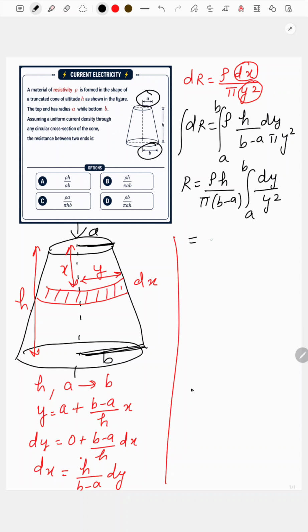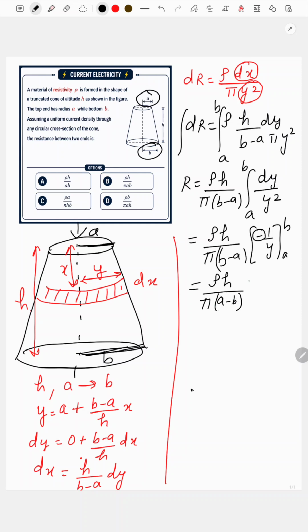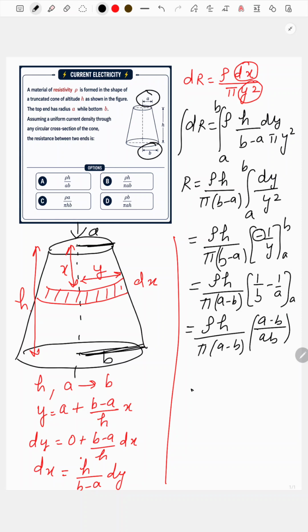Its integration is rho h upon pi b minus a and the integration is minus 1 upon y from a to b. Let's put the limits. Rho h upon pi, this minus sign will get applied so that a minus b. Put the limits: 1 upon b minus 1 upon a. Let's solve it. Rho h upon pi a minus b, taking the LCM ab, that will be equal to a minus b upon ab.